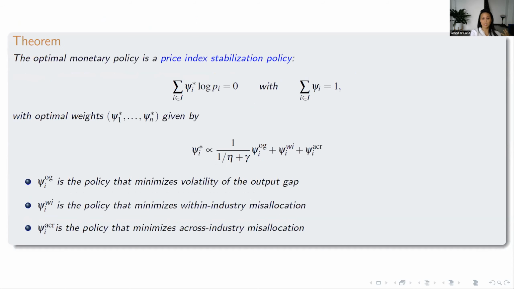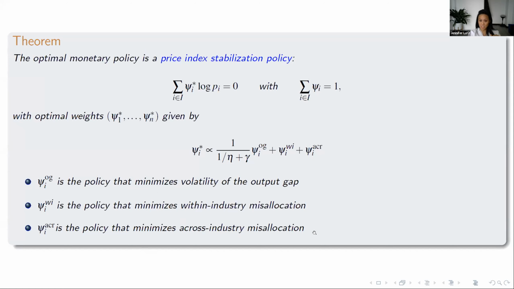What we find is that the optimal policy is indeed a price index stabilization policy, and it has 3 components. So basically this is the optimal price index, where these are the weights that you put on each of these sectors. And these weights are basically a linear combination of 3 components. One is the policy that minimizes volatility of the output gap. Another one minimizes within industry misallocation, and another minimizes across industry misallocation.